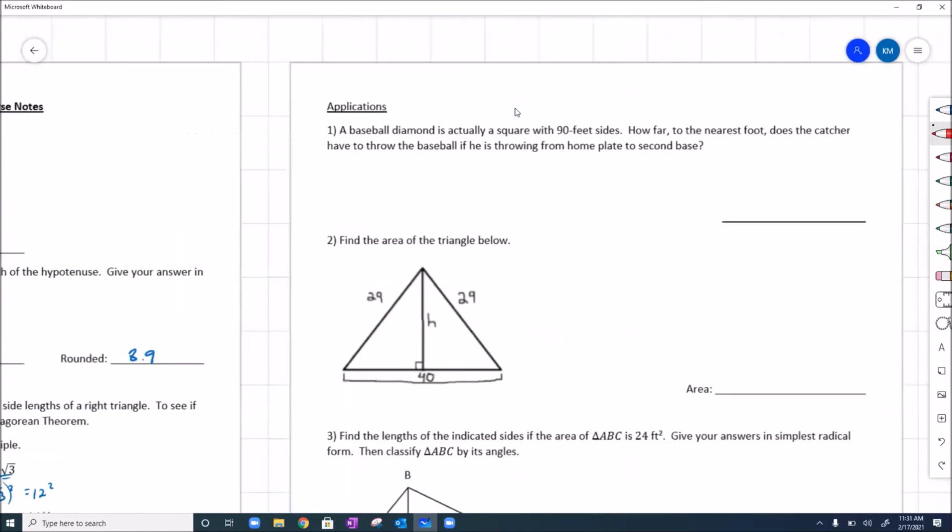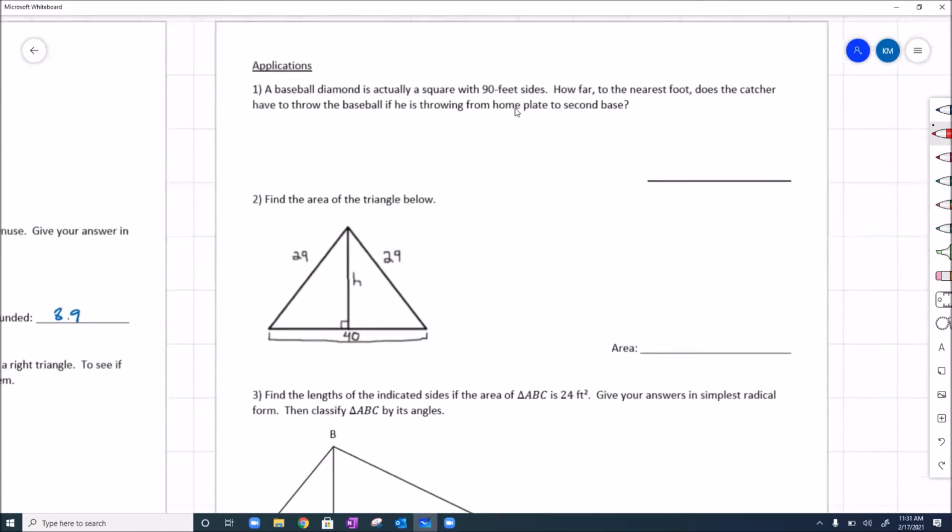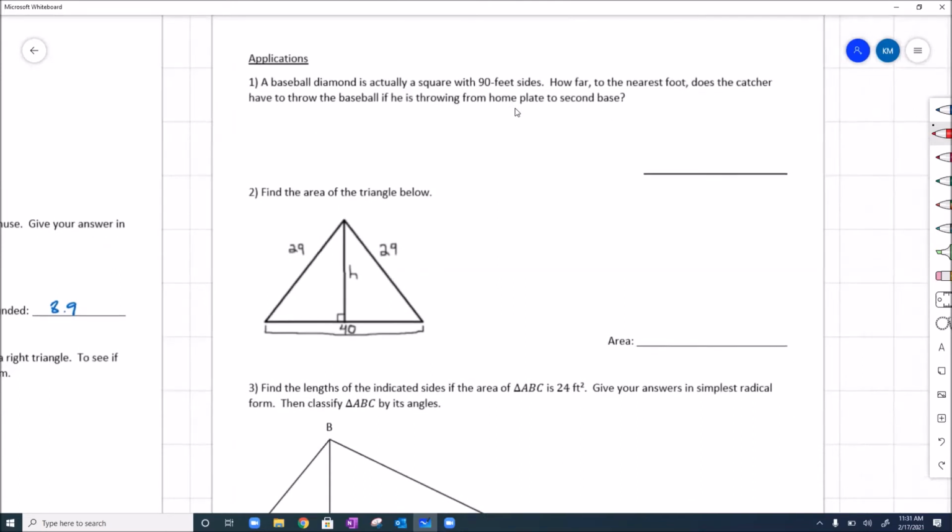All right, a couple more problems here. It says a baseball diamond is actually a square with 90 feet sides.